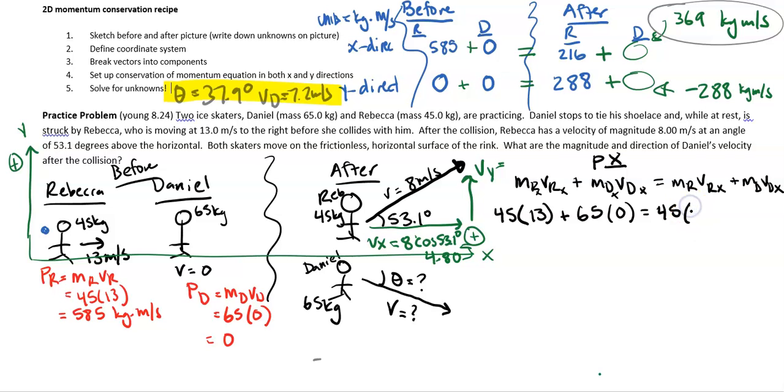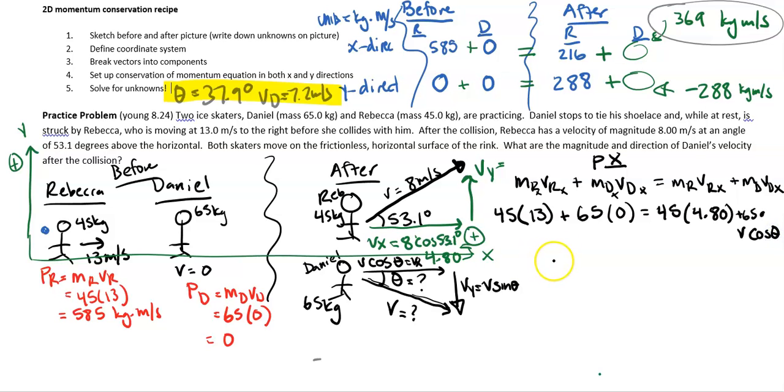Velocity of Rebecca in the x is 4.80, plus mass of Dan is what? 65, times velocity of Dan in the x. His velocity is v, so his x velocity is going to be v cosine of theta. And his y velocity is going to be v sine of theta. Cool. So this is v cosine of theta.